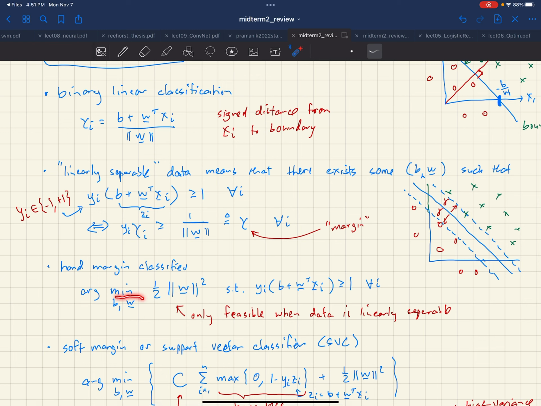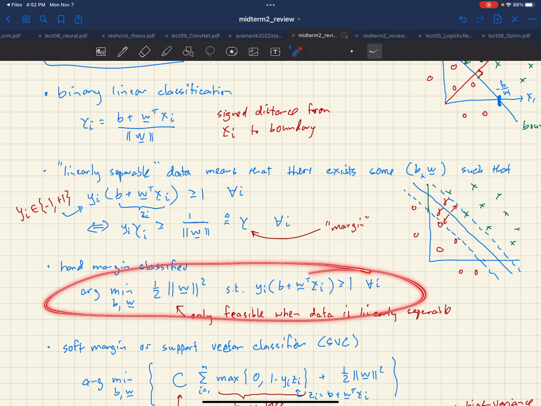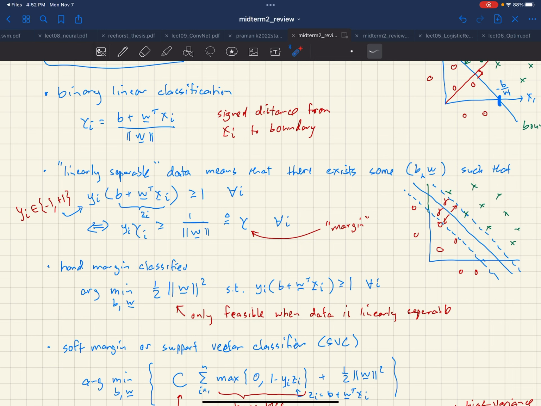So here we're looking to find the b and w that minimize this norm squared, which is the same thing as maximizing this margin, subject to our linear separability constraint. We really need this for 1 over norm w to make sense, to be meaningful. Okay, so this was a good initial starting idea, but the problem is that the only way to satisfy this constraint, which holds for all i, is when your training data is linearly separable.